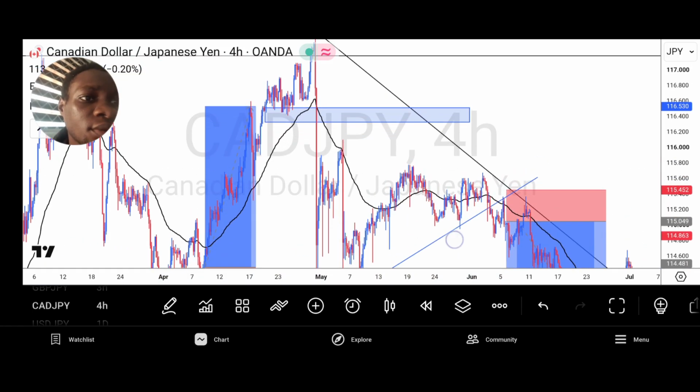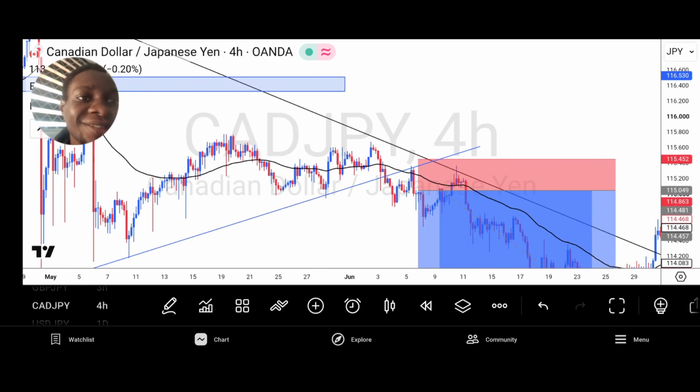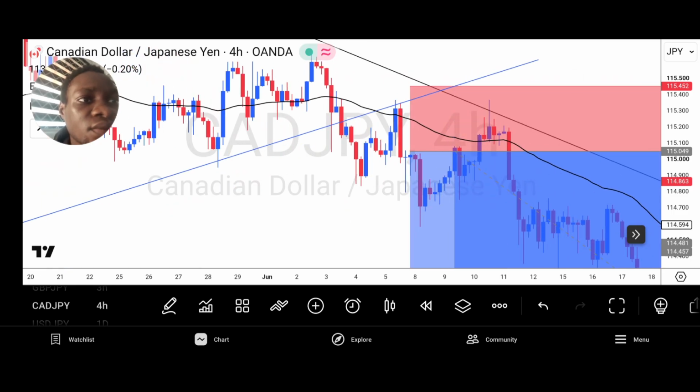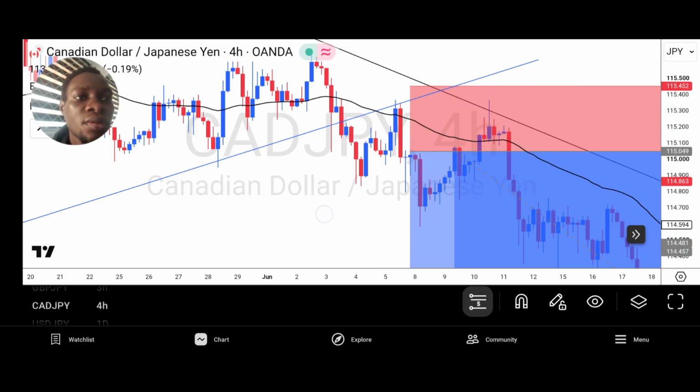So wow, this is a nice setup. So I wait for the retracement. At the retracement, I got this engulfing candle, a 4-hour engulfing candle. That was where I took my trade, my position. I executed my trade here, on this 4-hour engulfing candle. Boom, I put my stop loss above it.